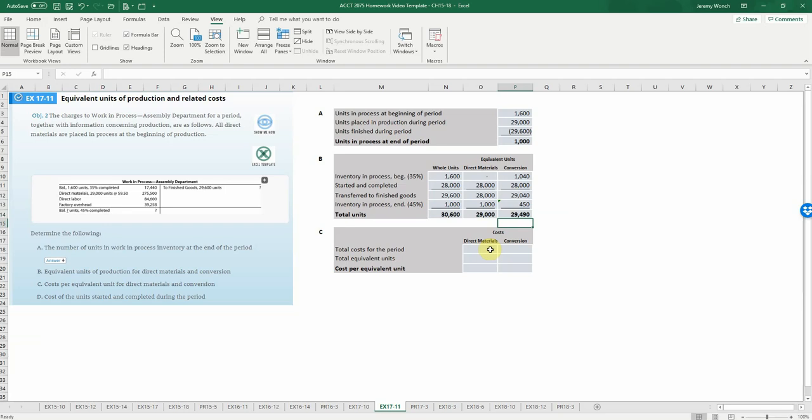In part C, we have cost per equivalent unit for direct materials and conversion. The total cost for the period related to direct materials, it gives us that right here. So that's going to be 275,500. We have our total equivalent units, which we calculated right here, 29,000. So we just divide our cost by our equivalent units. So we have a direct material cost of $9.50.